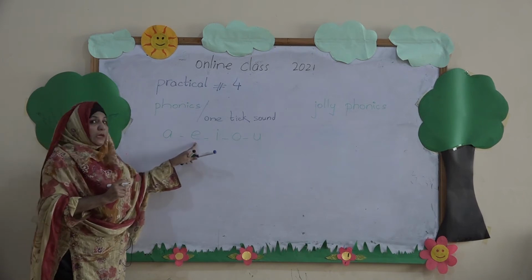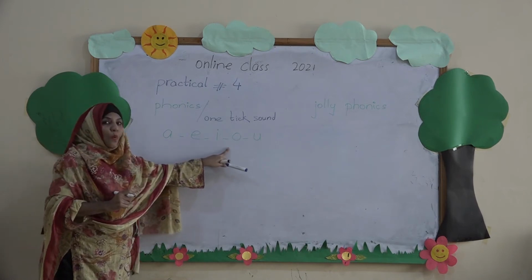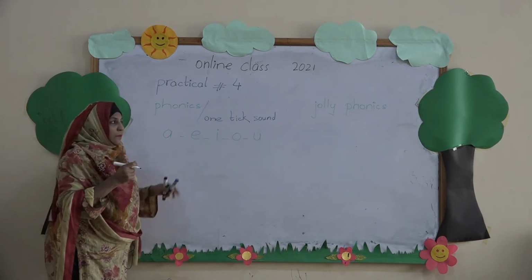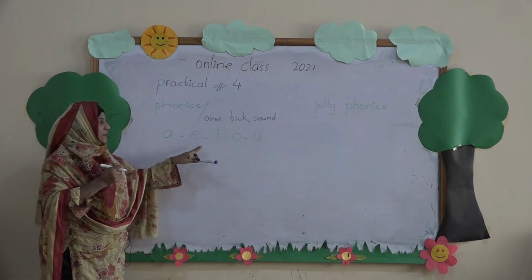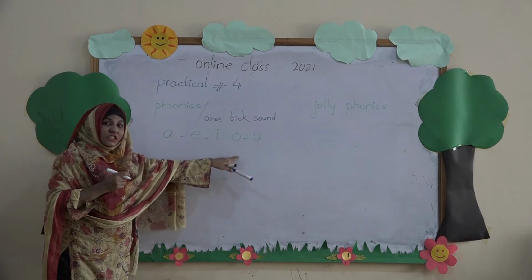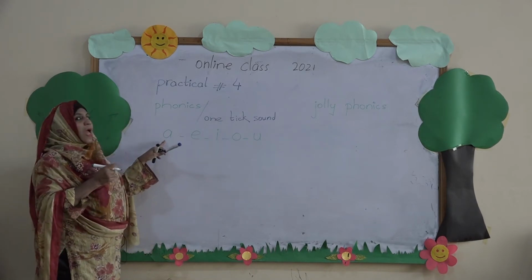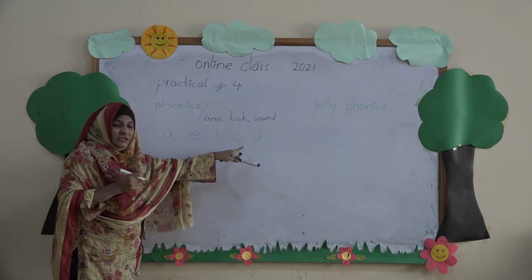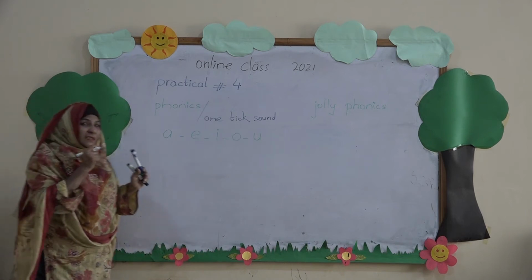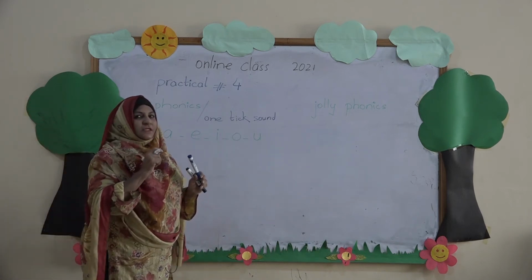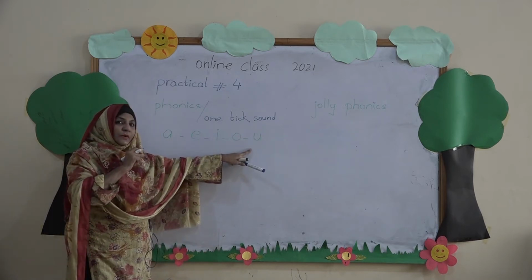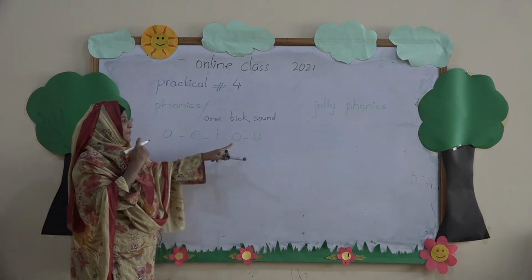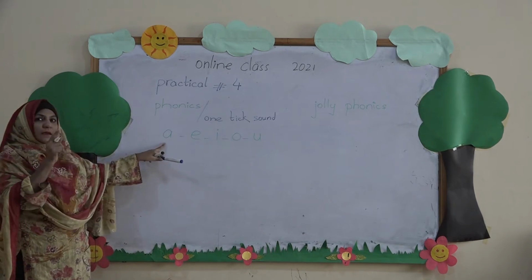A, E, I, O, U. And in our phonic system, we sound them A, E, I, O, U. Again, A, E, I, O, U. Whenever you have to call it, it's a little bit hard to understand the sound. This U has a sound where you need to touch your lips toward your nose. Yes, correct you are.